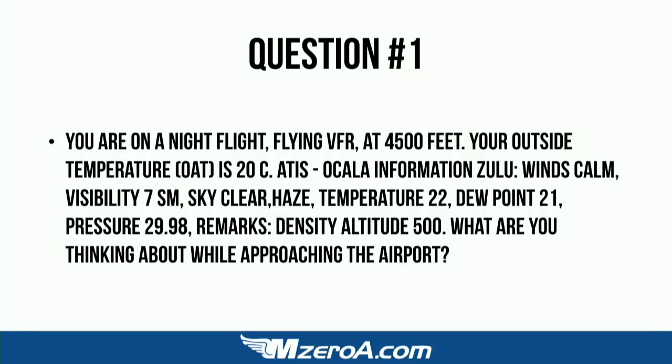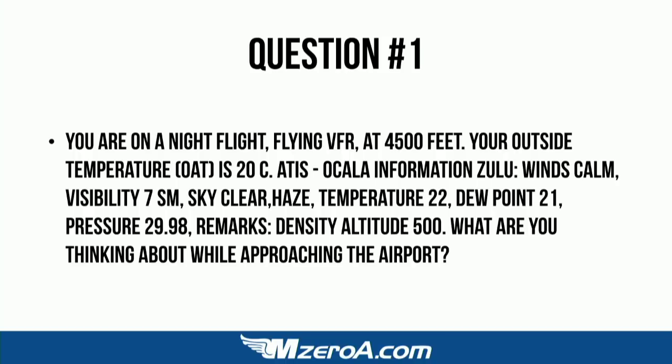Question number 1. You're on a night flight. You're flying VFR at 4,500 feet. Your outside air temperature is 20 degrees Celsius. The ATIS, Ocala Information Zulu. Winds calm, visibility 7, skies clear. Haze. Temperature 22, dew point 21, altimeter 29.98. Remarks, density altitude 500. What are you thinking about right now as you're approaching the airport?